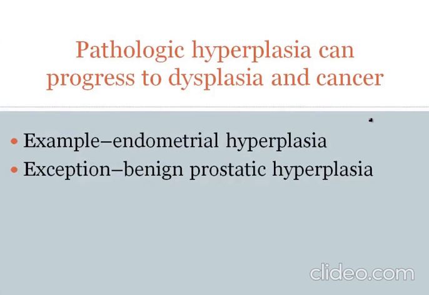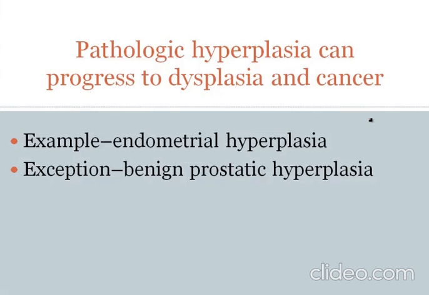Another important principle regarding hyperplasia is that pathologic hyperplasia can progress to dysplasia and cancer. Now, what do I mean by pathologic hyperplasia? Pathologic hyperplasia is when hyperplasia occurs due to some underlying pathologic process. And this pathologic hyperplasia can progress to dysplasia and cancer.